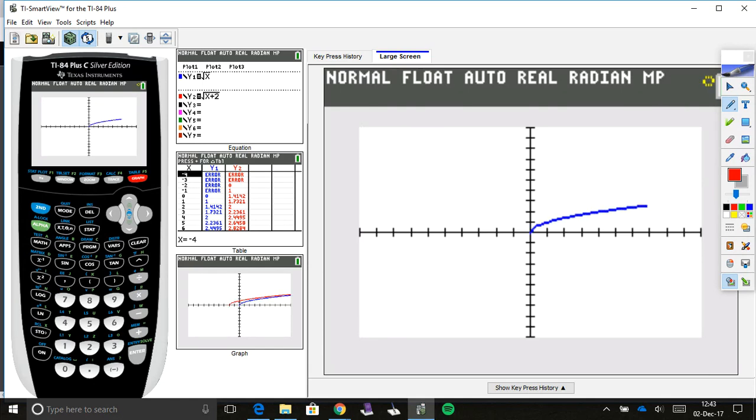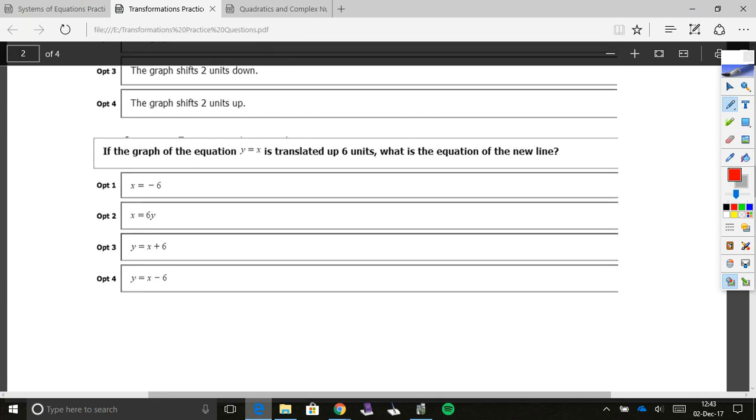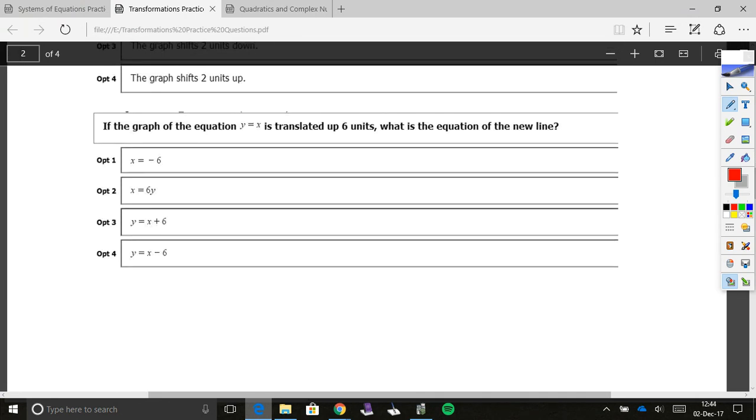So here's the original function again. And there's a new one. So it moved to the left 2 units. Is there an option that says that? Yes, there is. Okay? All right.